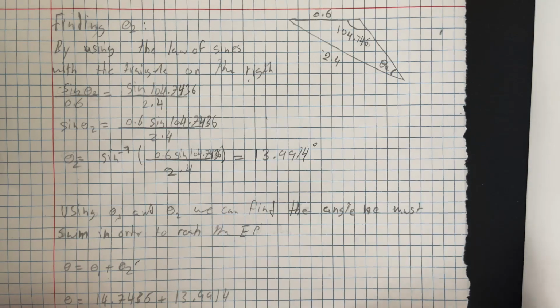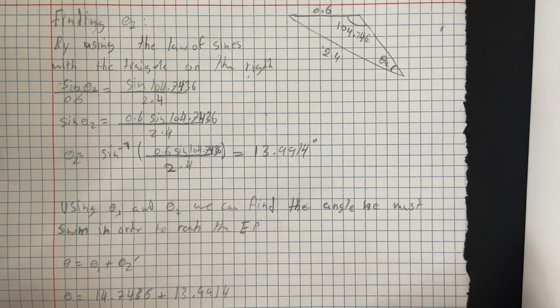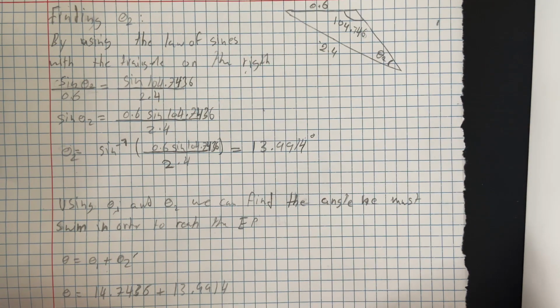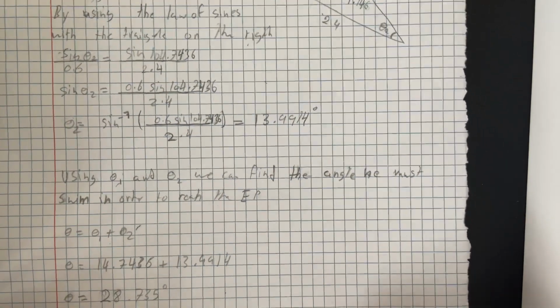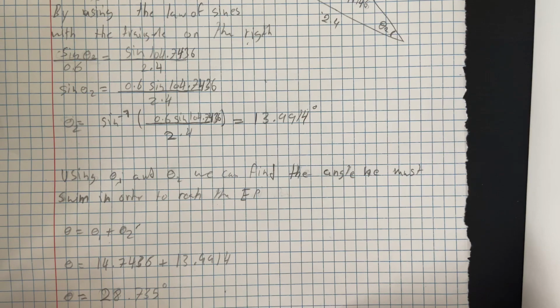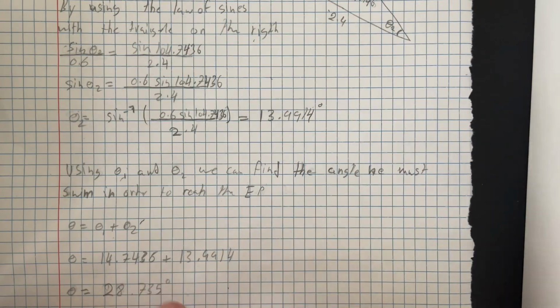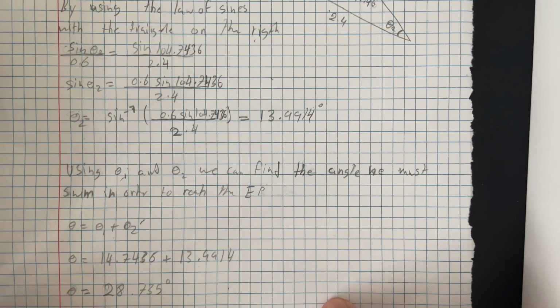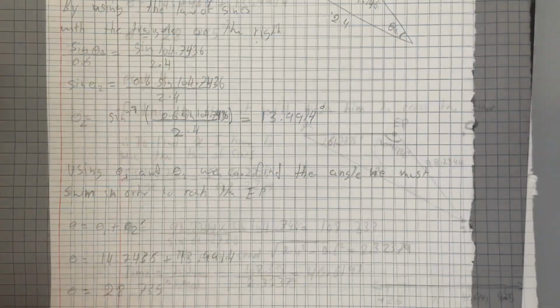Now, to find theta using theta 1 and theta 2, we're going to add them together, which will give us the angle that he must swim at. So 14.7436 plus 13.9914 is equal to 28.735. This is the angle he must swim at.